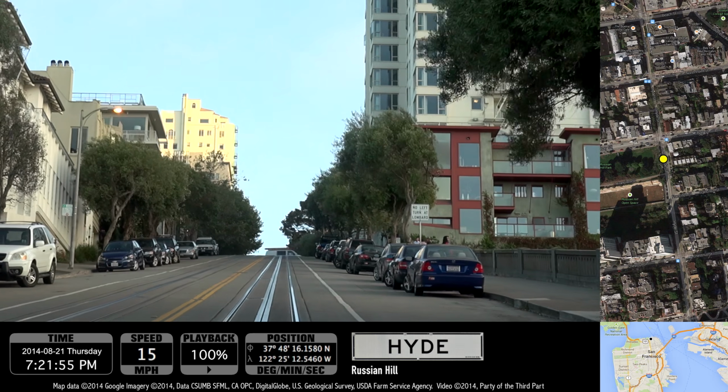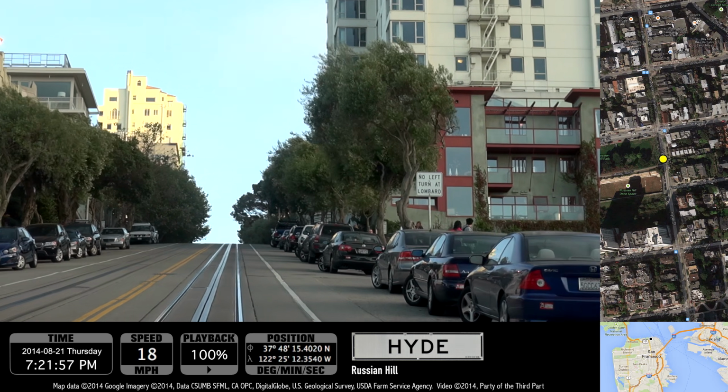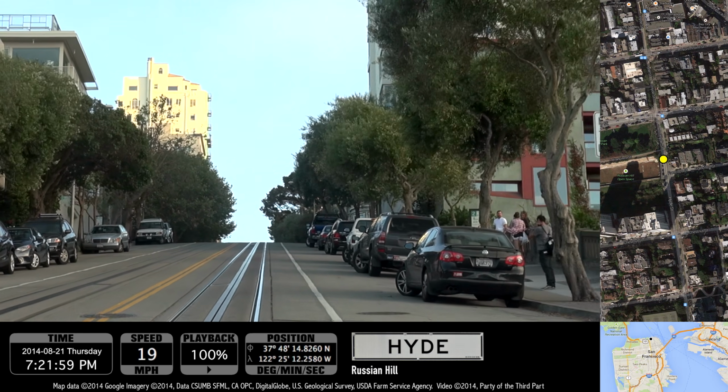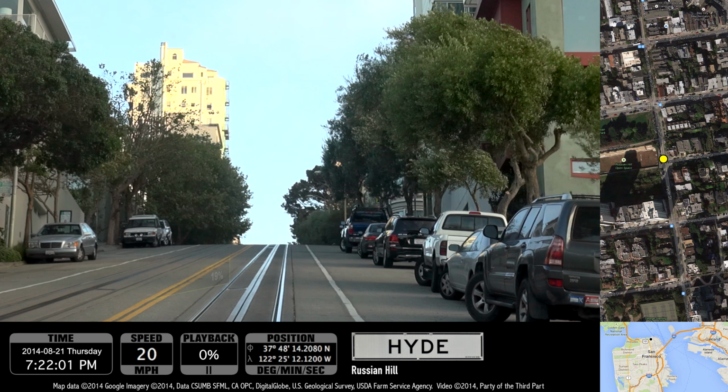This hill is steep, but it's nothing for San Francisco. It doesn't even make it into the top 10 list of steepest streets in San Francisco. This is about a 19% grade. There are disputes as to which is the steepest street, but generally they're in the range of 35 to 40% grade, so much steeper than this one.